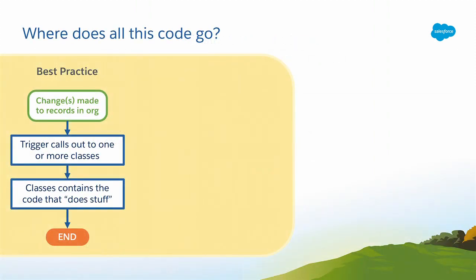So we talked about one place where all of this code lives, and that is we have a trigger, and it's going to link off to other files called classes that are going to contain the code that does all the things. There is another way you can do it.